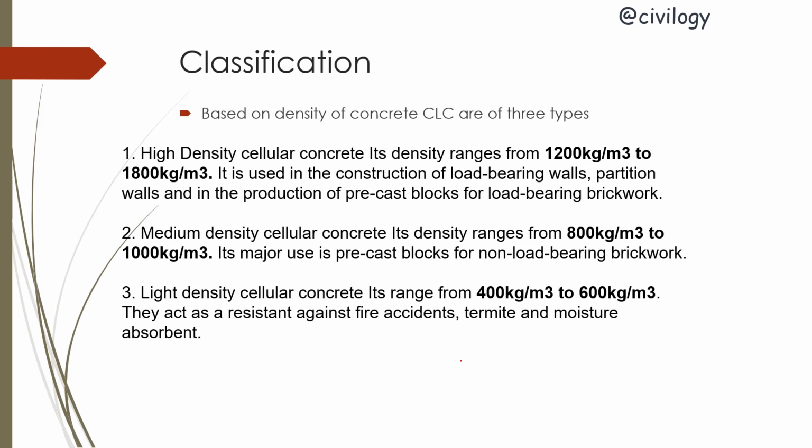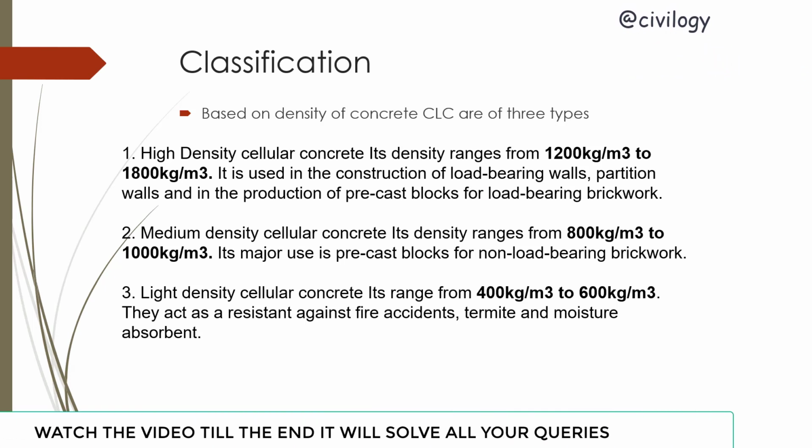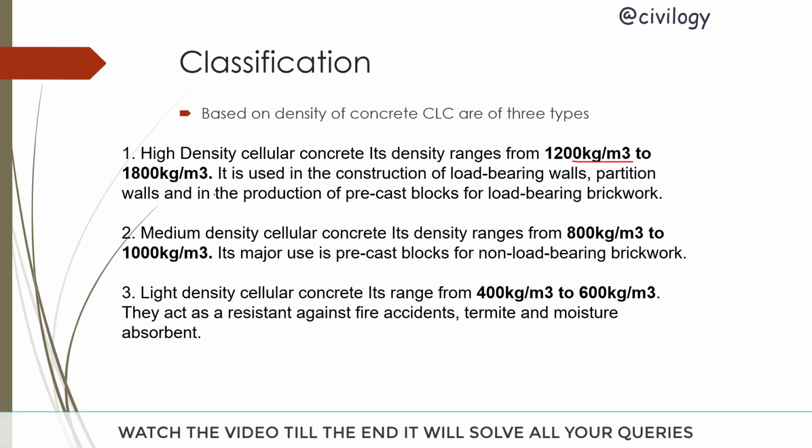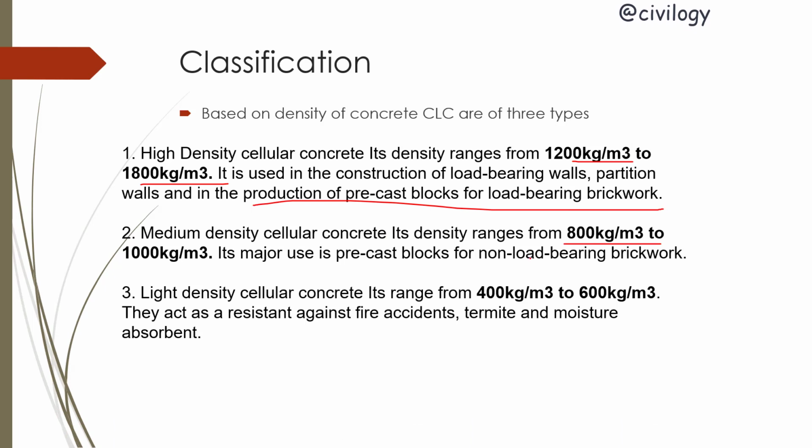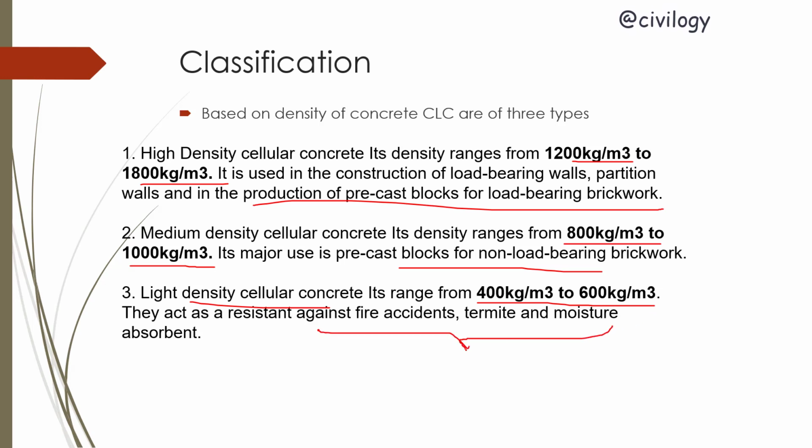Classification based on density of concrete. CLC are of 3 types: high density cellular concrete, medium density cellular concrete, and light density cellular concrete. High density cellular concrete density ranges from 1200 to 1800 kg per meter cube. These are used especially in load bearing brickwork. Medium density ranges from 800 to 1000 kg per meter cube, and these are preferred in non-load bearing brickwork. Light density cellular concrete is 400 to 600 kg per meter cube. These are resistant against fire accidents, termites and moisture absorption.